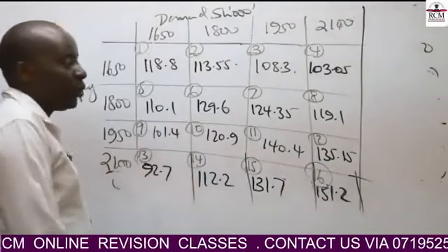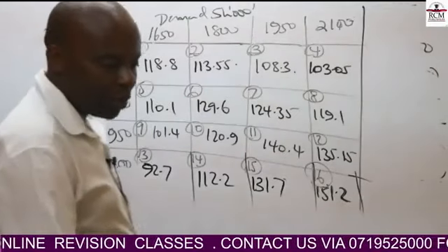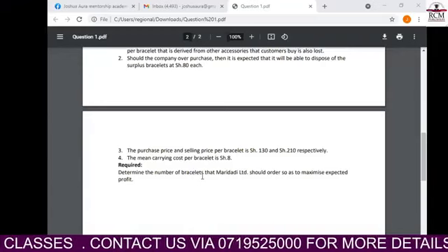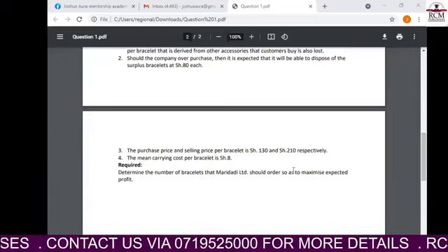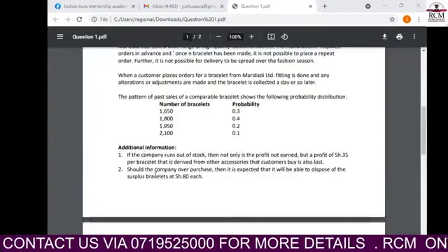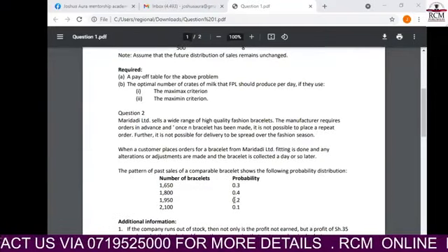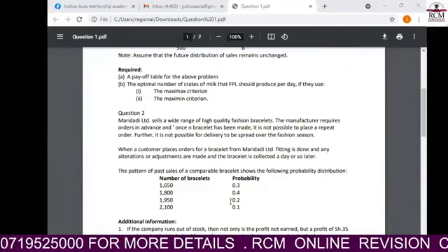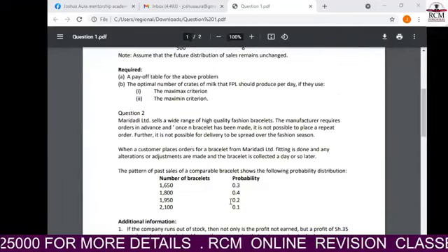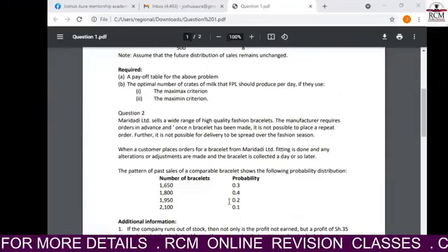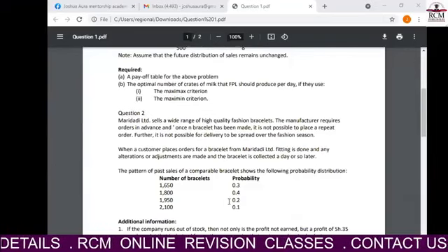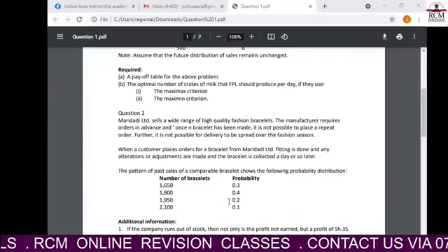Then what they expect us to do is to give them expected profits. So determine the number of bracelets that Maridadi Limited should order so as to maximize expected profit. So then, ladies and gentlemen, these are the probabilities. I need to come and fix the probabilities on the demand. So we have here 0.3, 0.4, 0.2, 0.1.